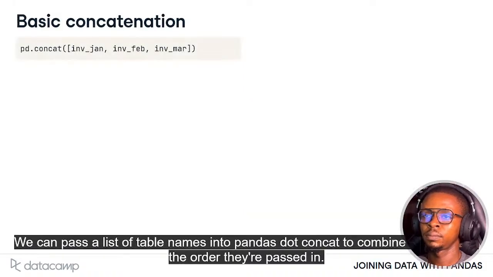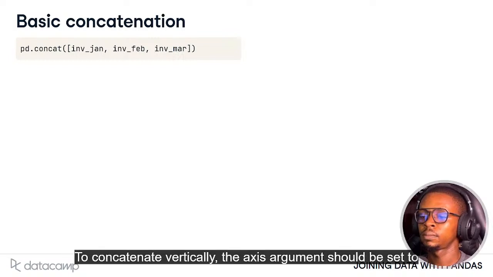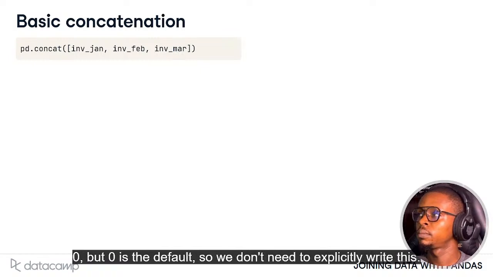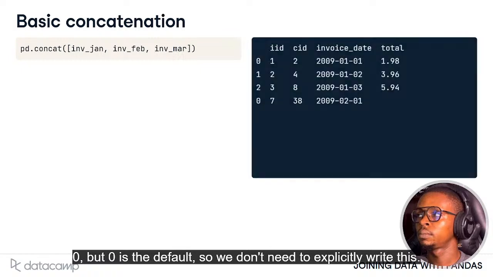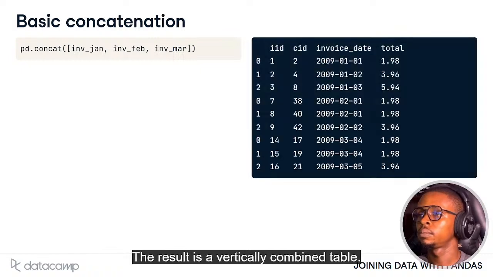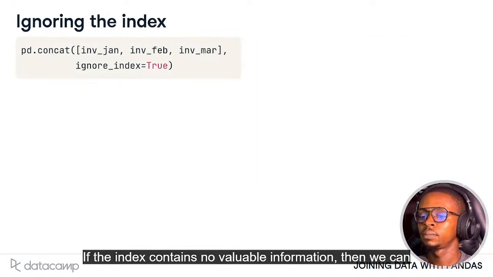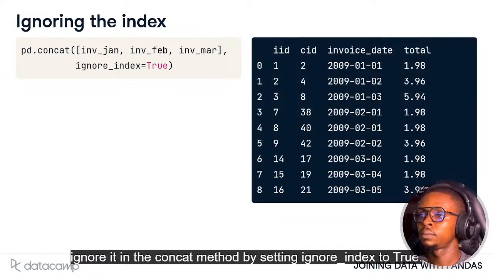We can pass a list of table names into the pandas.concat method to combine the tables. They are combined in the order they are passed in. To concatenate vertically, the axis argument should be set to 0, but 0 is the default, so we don't need to explicitly write this. The result is a vertically combined table. Notice each table's index value was retained. If the index contains no valuable information, then we can ignore it in the concat method by setting ignore_index to True.